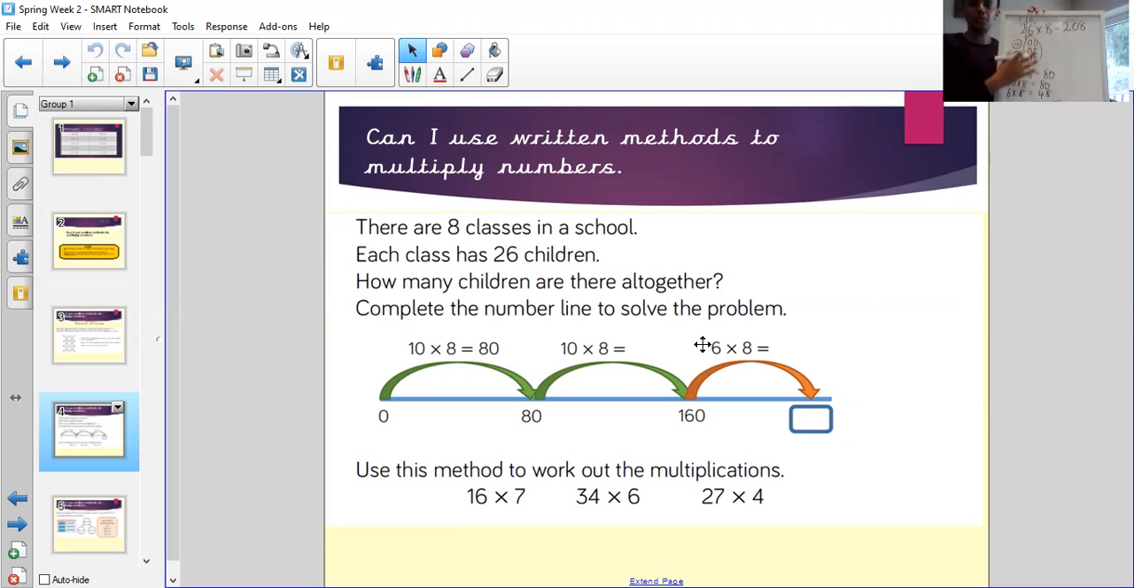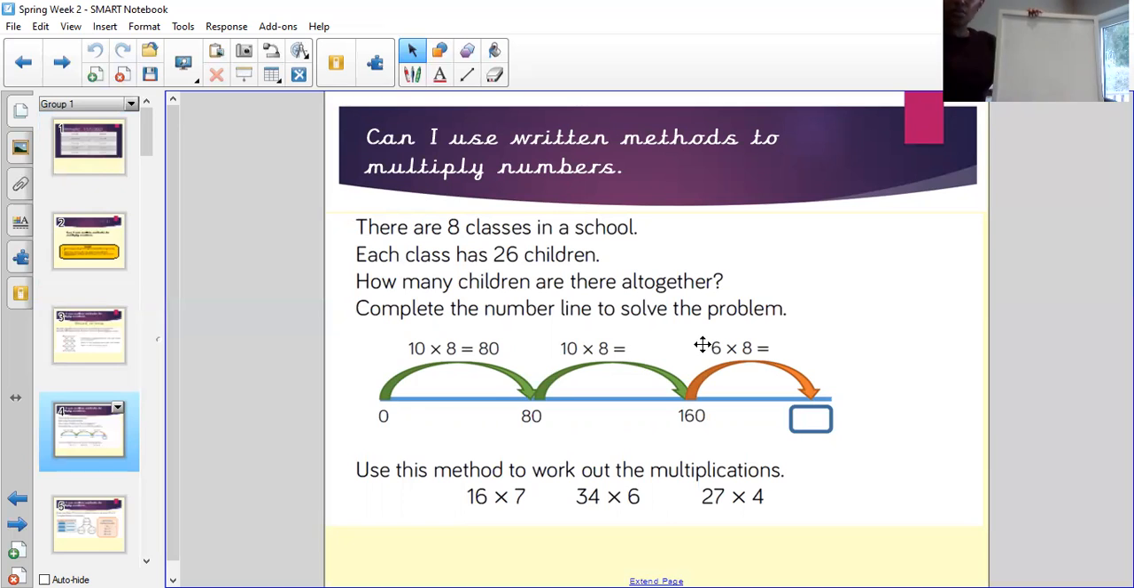So what we did was we split out our question, broke it down in order to work out the answer. So when you're ready, have a pause of the video and then see if you can work the rest of the questions out, which are underneath. So it says use this method to work out multiplication: 16 times 7, 34 times 6, and 27 times 4. Have a go on your own.